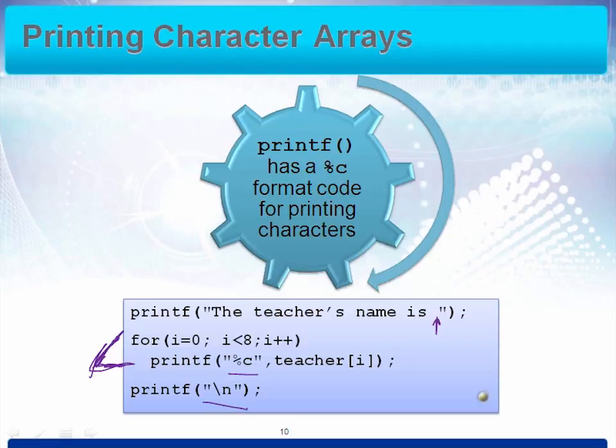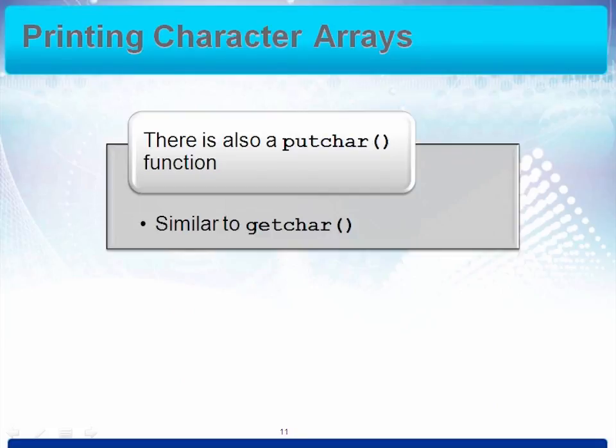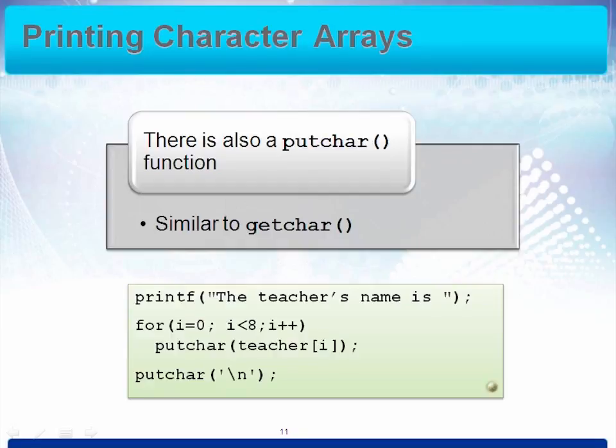All right, so that's great. There's another way to do this though. There's also a putChar function. It's similar to getChar, but as you can imagine, it does the opposite. So getChar went and got a character from the user, and we stored it in a variable. putChar takes the character you give it and outputs it to the screen or to wherever if you redirected your standard out, but it goes to standard out.